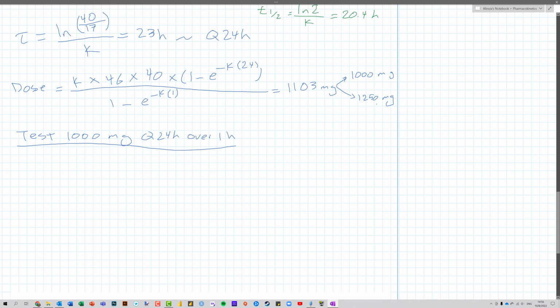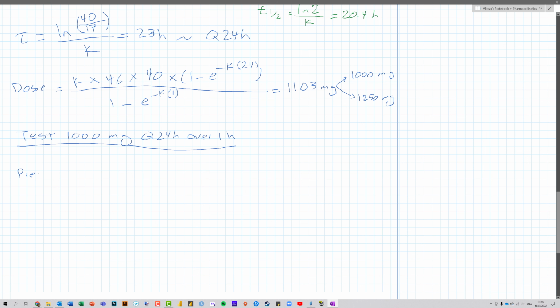And if it doesn't work out, then I can go and test 1250 milligram. Because if you do the 1250 milligram first, your time of infusion would have to be 1.5 hours. That's going to make the math more complicated. So I'm going to start with this one first, and hopefully it will work out.